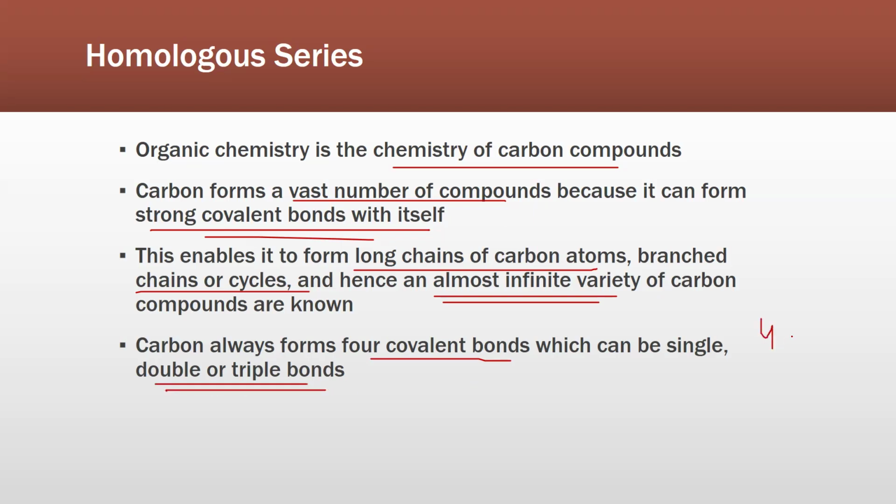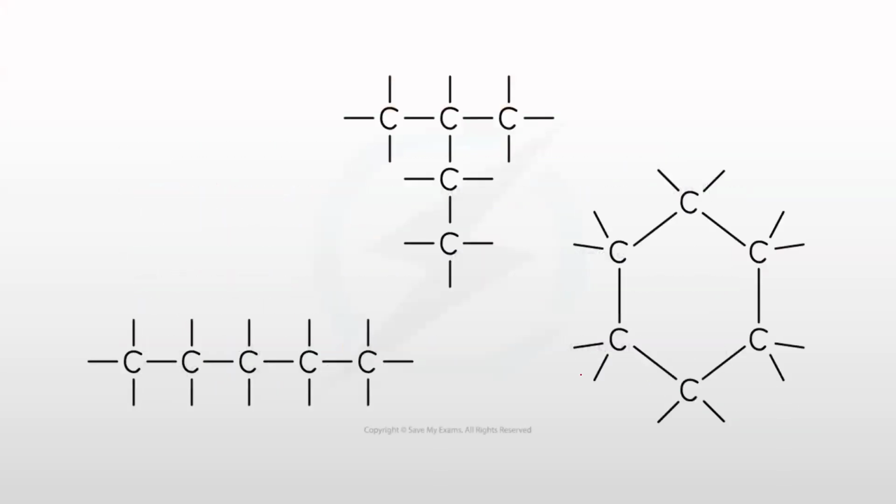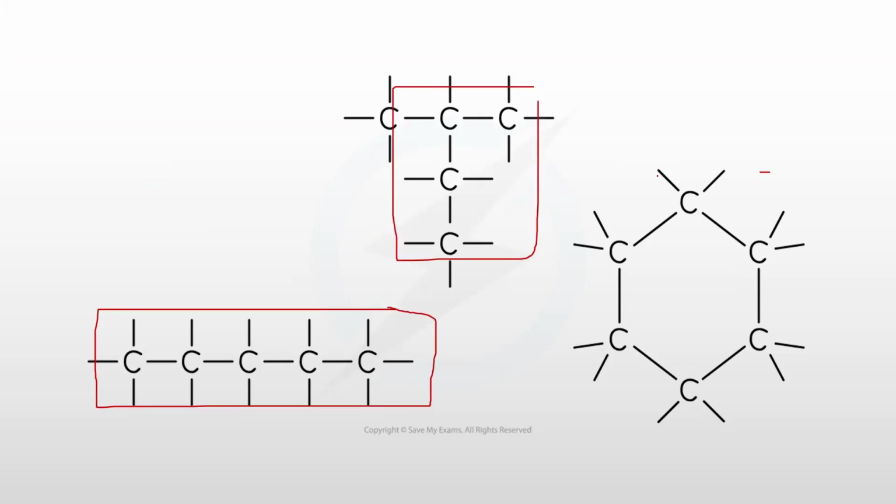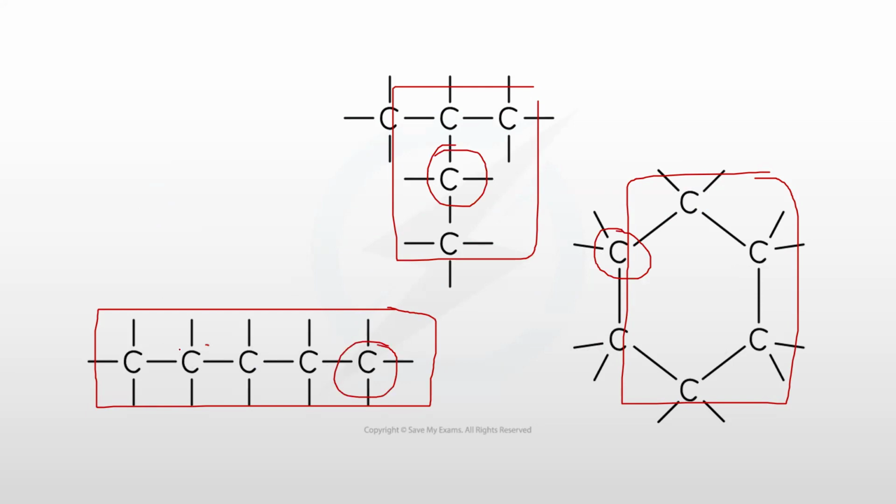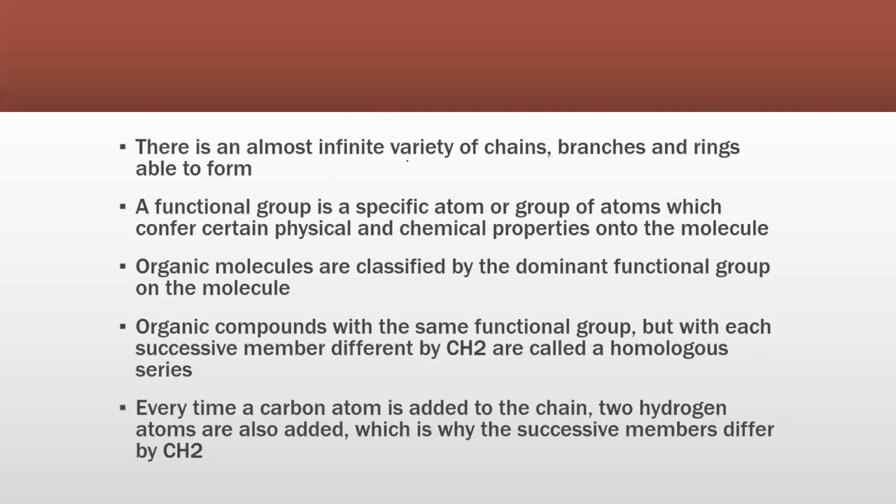क्योंकि इसके outermost shell में 4 electrons होते हैं. So maximum जो ये बना सकता है, they are 4 bonds maximum can be formed. Here you can see a straight chain molecule, a branched molecule. फिर हमारे पास एक cyclic molecule की भी example है. But it can maximum form 4 bonds. Every carbon you can see in every molecule, whatever you choose, all carbons have maximum of 4 bonds. There is almost infinite variety of chains, branches, and rings able to form.